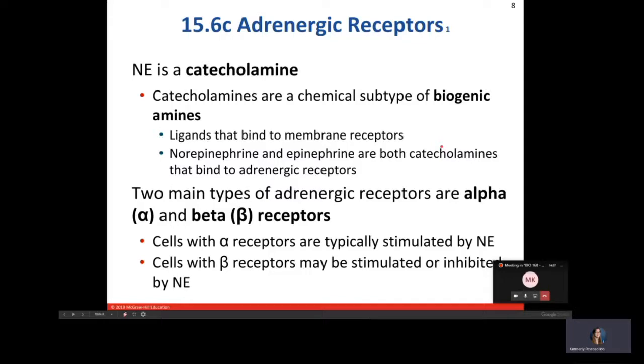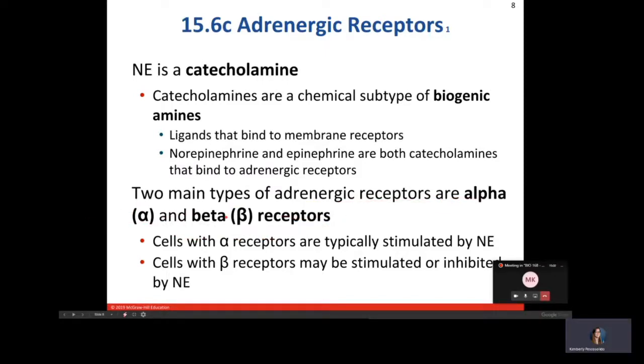Norepinephrine, also known as noradrenaline, and epinephrine, also known as adrenaline, are both catecholamines that bind to adrenergic receptors, right? So that makes more sense now why we call them adrenergic receptors, because they bind to adrenaline. And that adrenaline comes from, or can also come from, the adrenal medulla. So the 2 main types of adrenergic receptors are alpha and beta receptors.